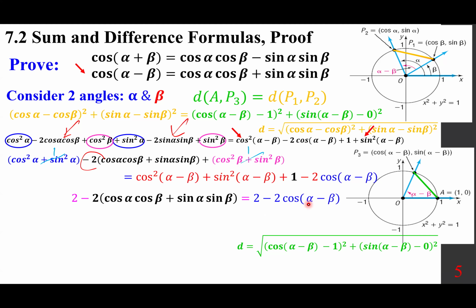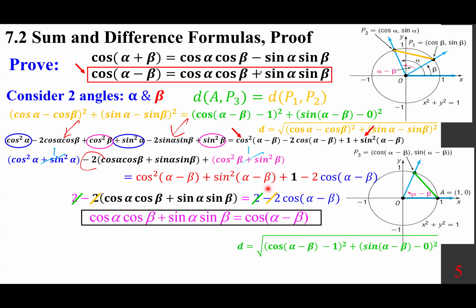So you can drop the 2 from both sides. Then you can divide both sides by -2. So you're left with cosine alpha cosine beta plus sine alpha sine beta equals cosine of alpha minus beta. And that's exactly what we have here. Believe it or not, that's the proof, and we are done. So we proved cosine of alpha minus beta is cosine alpha cosine beta plus sine alpha sine beta.